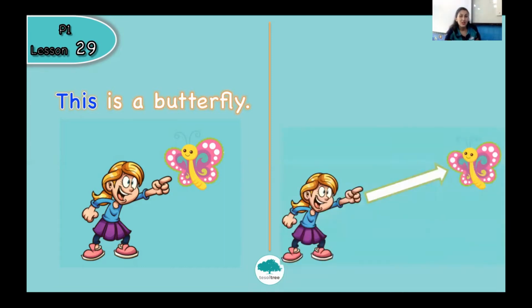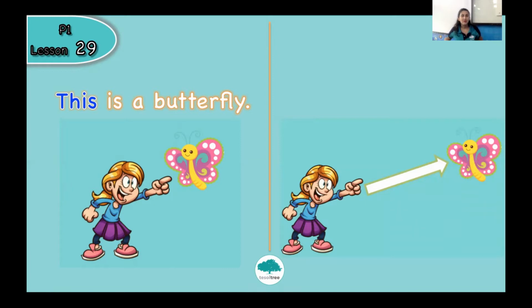But if we see a girl who is very far away from the butterfly, it's better to say, that's a butterfly. That's a butterfly. And here you can see the short form of that is. Let's read together. That's a butterfly. Okay, P1, great. Continue.